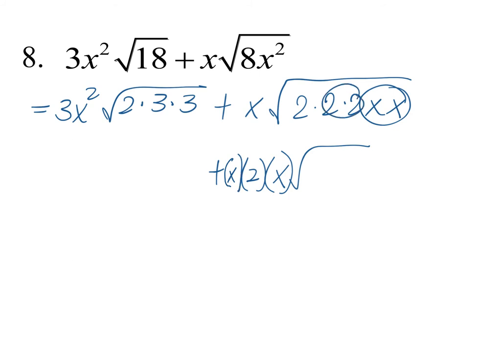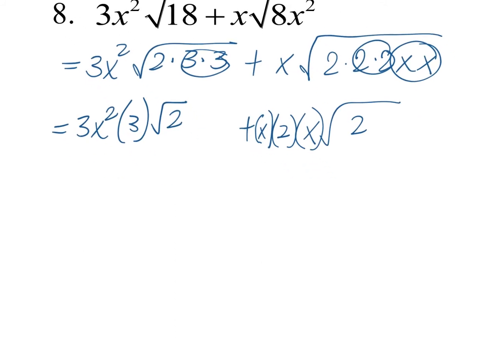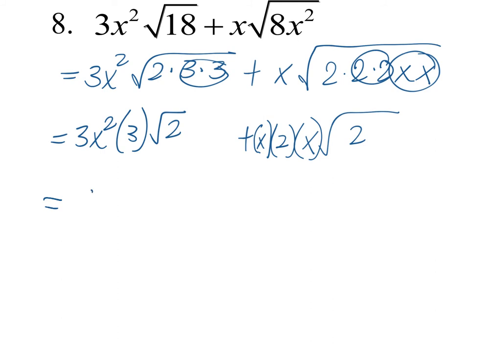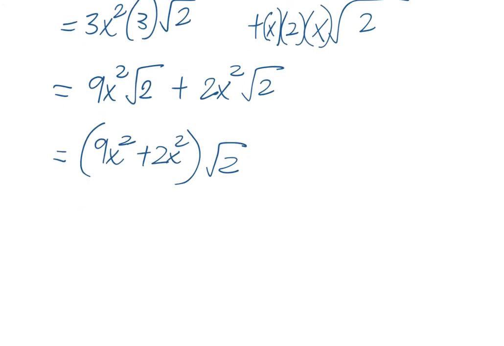I didn't draw this to where it was too pretty, I'm sorry. And then right here, we have 3x squared in the front already. A 3 comes out, and we have the square root of 2. So that's 9x squared square roots of 2, and 2x squared square roots of 2. Which we have the square root of 2. And then 9x squared plus 2x squared. I'm glad the 9x squared and the 2x squared are like terms, because that's why I can add those. And so we have 11x squared square root of 2.